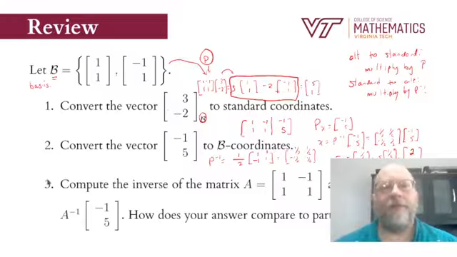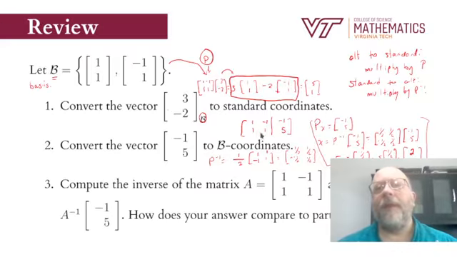Part 3 says to do what we have just done here: compute the inverse of the matrix A, and then compute the inverse times (-1, 5). So here I'm calling the matrix A instead of P. That's okay. That's actually what we did here. We have already done part 3 of this problem, instead of doing this by row reduction.